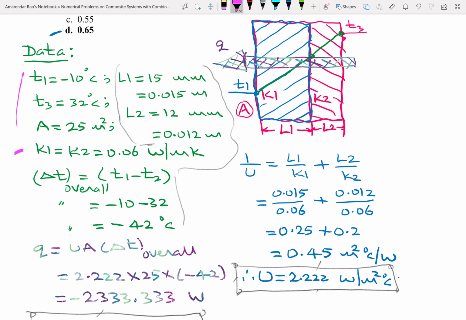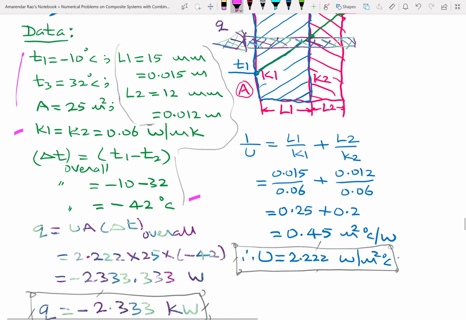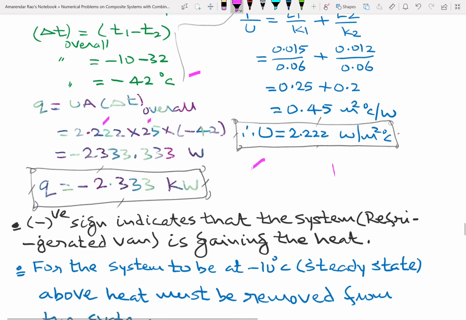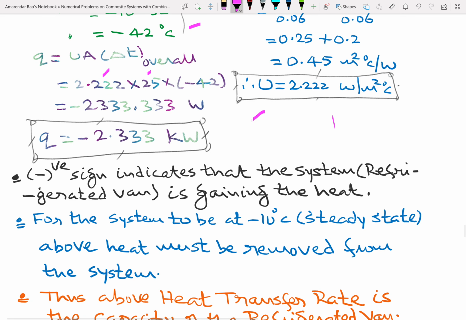Then delta T overall is minus 10 minus 32, which is minus 42. Then if you calculate 1 by U, the overall heat transfer coefficient, L1 by K1 plus L2 by K2, 0.015 by 0.06 plus 0.012 by 0.06, it is going to be 0.45 meter square degree centigrade per watt. The reciprocal will give you 2.222 watts per meter square Kelvin. And Q will be equal to U A delta T overall. U is available, A is 25, delta T is minus 42. You get minus 2.333 kilowatts.